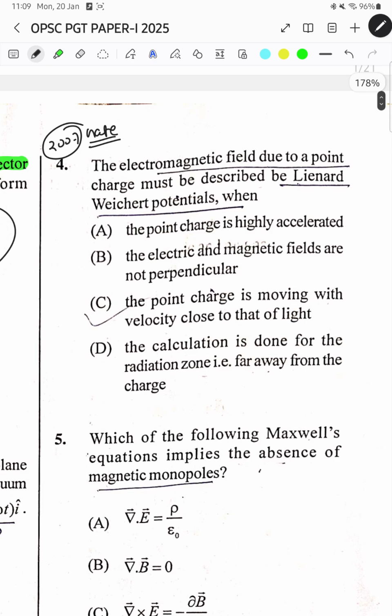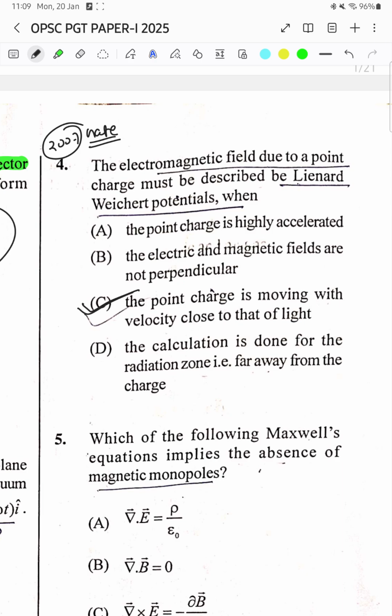The point charge is highly accelerated. It is not appropriate, there is something missing. Okay, the electric and magnetic fields are not perpendicular. This can't be the reason. The point charge is moving with velocity close to that of light. Yes, this is the possible option. The possible answer may be this.